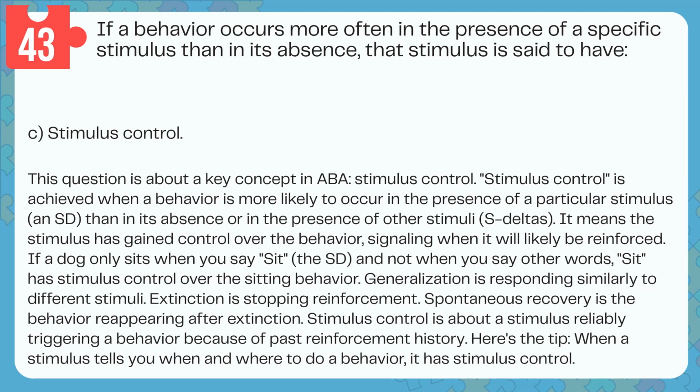Generalization is responding similarly to different stimuli. Extinction is stopping reinforcement. Spontaneous recovery is the behavior reappearing after extinction. Stimulus control is about a stimulus reliably triggering a behavior because of past reinforcement history. Here's the tip. When a stimulus tells you when and where to do a behavior, it has stimulus control.